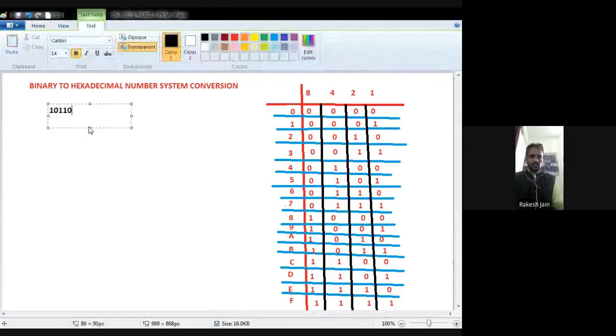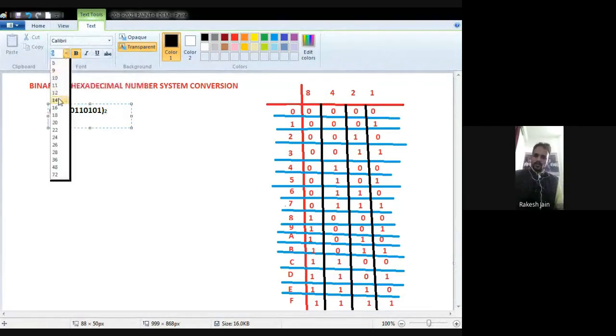Like yesterday I taught you about how to convert an octal into binary and binary into octal. So let's take an example and then we will see how it will work. Let we have a number 101101, 10101, 101, and the base is given as 2 because it is a binary number.